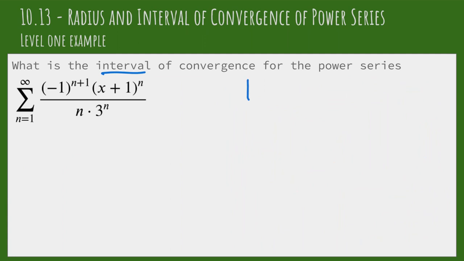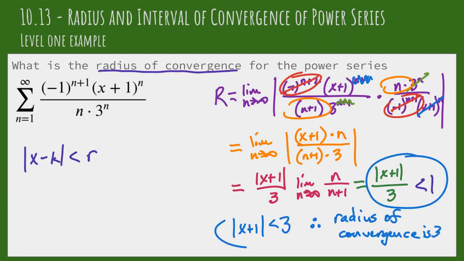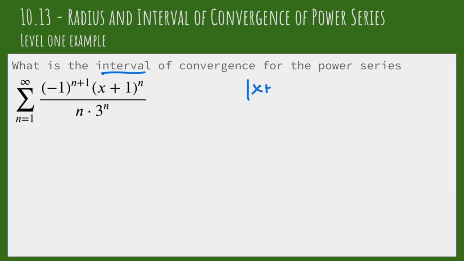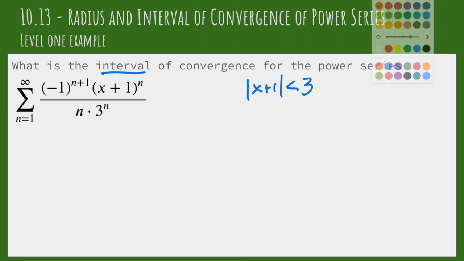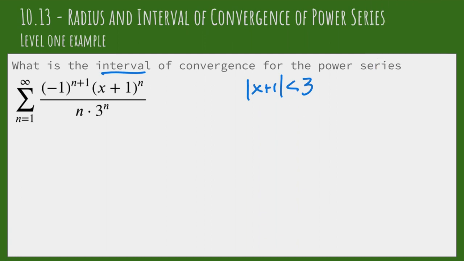So I'm going to rewrite this expression right here. The absolute value of x plus 1 is less than 3. And to find the interval of convergence, we want to solve this inequality. Since it's a less than inequality, this is going to be a compound inequality. So we get negative 3 is less than x plus 1 is less than 3. Subtract 1 from each part, and we get negative 4 is less than x is less than 2.